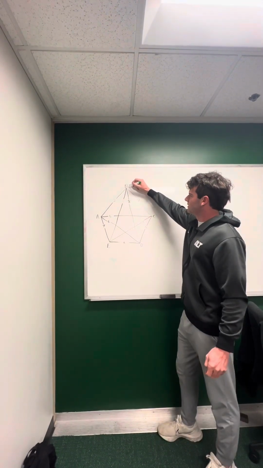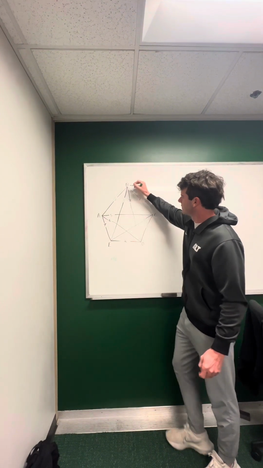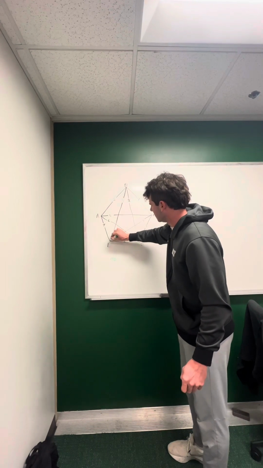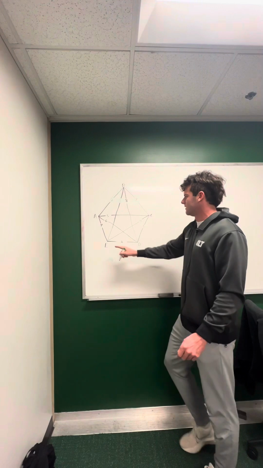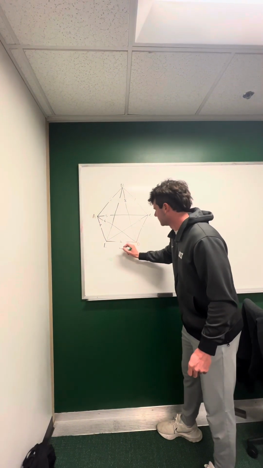Next, when you get to B, your options are 3, 8, or 7. 3 is the smallest, so we go from B to E. When you get to E, you do the same thing. Your options are 2, 4. 2 is the smallest.